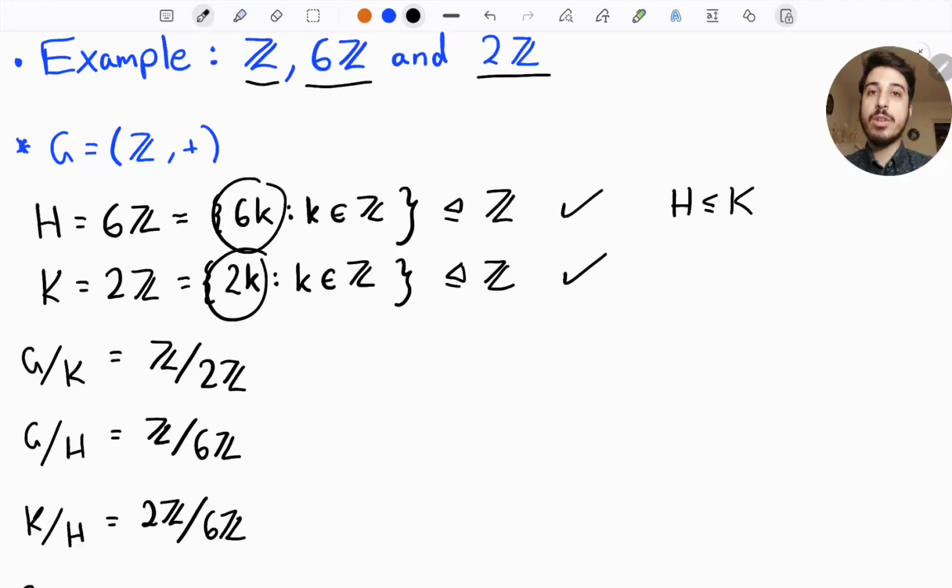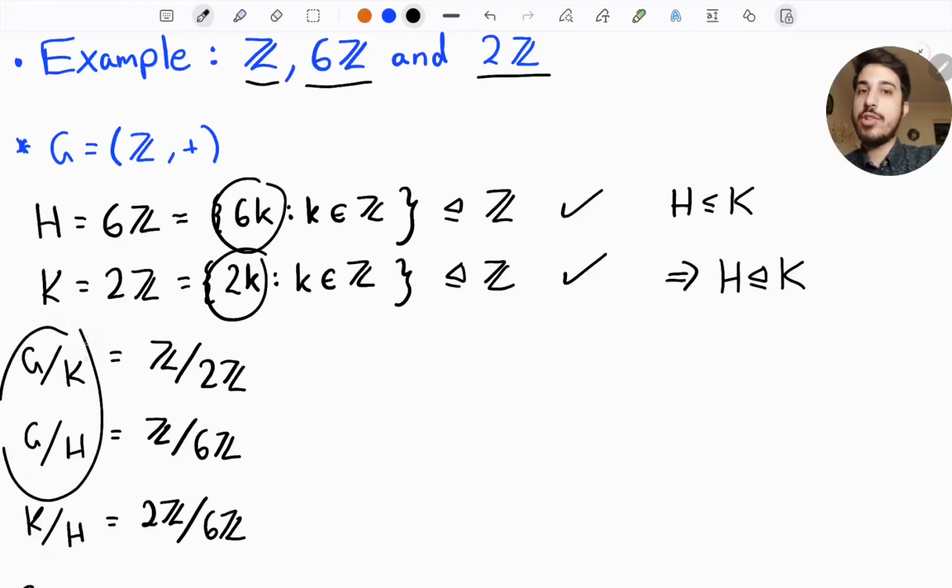Now we have all of the conditions to satisfy the third isomorphism theorem. The first result being that H is a normal subgroup of K. That is the first thing. And now because it's a normal subgroup, we can define the quotient group K/H. G/K and G/H are already well defined. They're Z/2Z and Z/6Z respectively. But K/H now is going to be 2Z quotiented on 6Z.